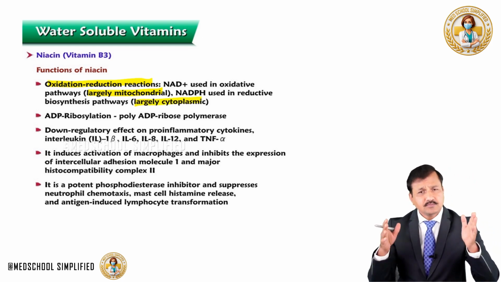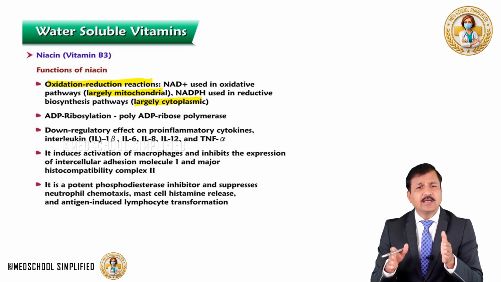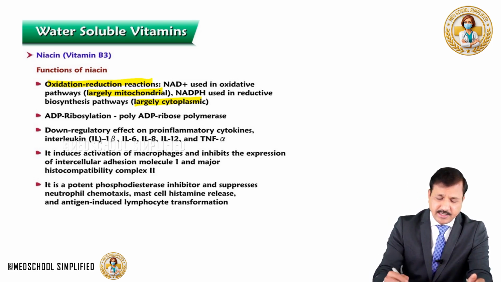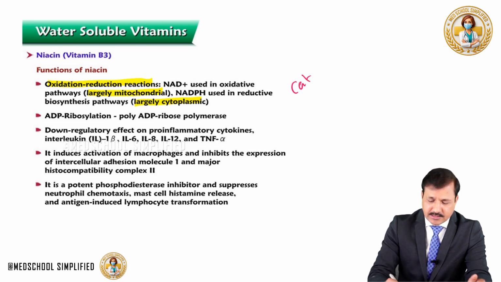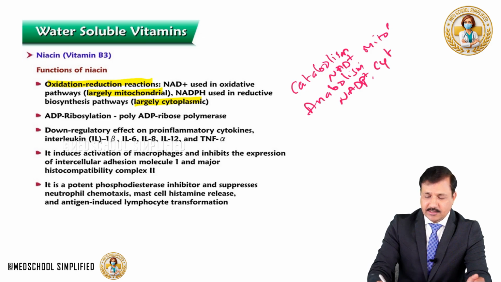Always remember this. In an oxidation reduction reaction where NADs and NADPs are participating, usually NADs are preferred for catabolic reactions. Let me write it down. So for catabolism, NADs are preferred. NAD plus is catabolism. And usually catabolism is largely located in the mitochondria, whereas anabolic pathways, anabolism, need NADPs, and usually anabolic pathways are located in the cytoplasm.